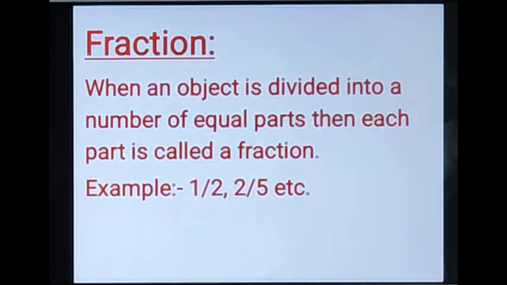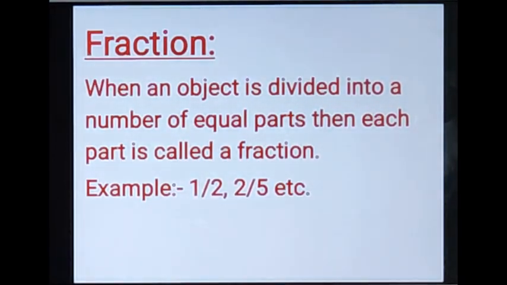Suppose you have one biscuit, you break that biscuit into halves, then 1/2 is your fraction. If you are breaking it differently, say 2/4 or 1/3, that part of the biscuit is known as the fraction. The equal part is known as the fraction. So when an object is divided into a number of equal parts, then each part is called a fraction. Examples here are 1/2, 2/5. Many examples you are going to face in this chapter.